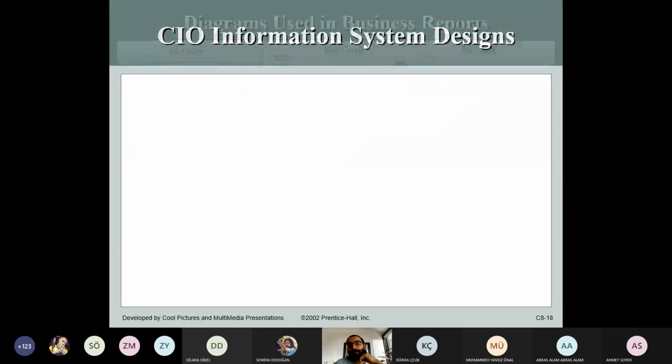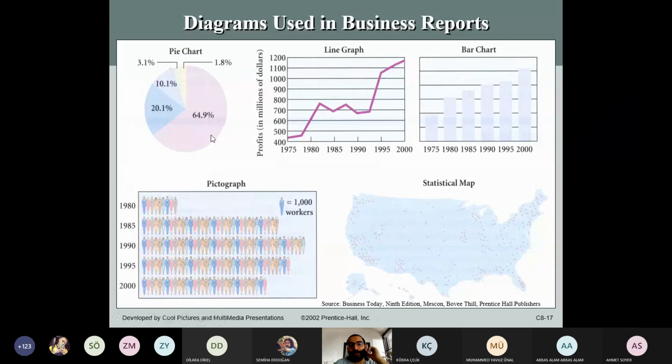This is what we call the pie chart. Like a pie, you give the percentages. This is a line graph according to years. What are the profits? How do they increase? You can compare the yearly increase, yearly changes in your sales or profits, let's say. You can also do it with a bar chart. Instead of a line, you can show them as bars. And pictograph, for example, each person here represents 1,000 workers.